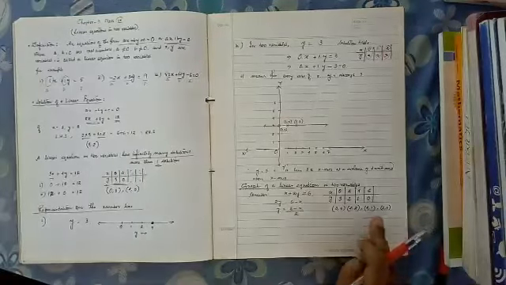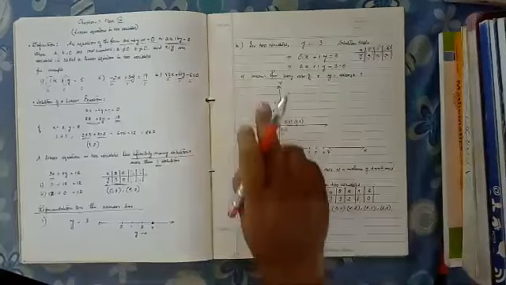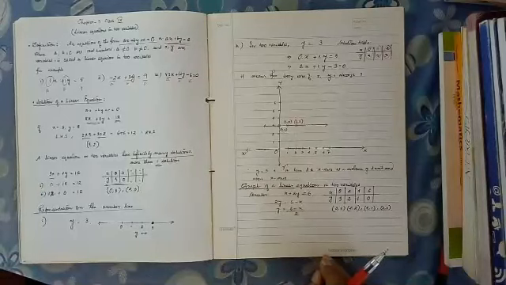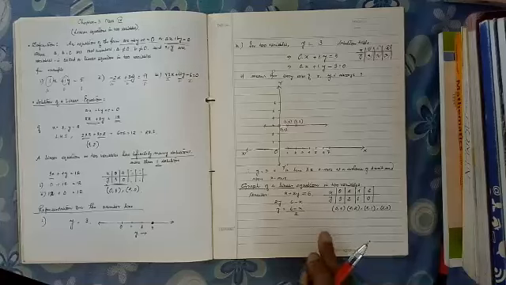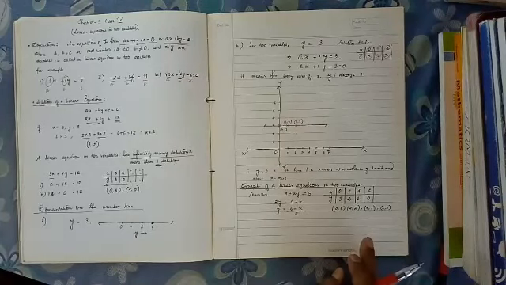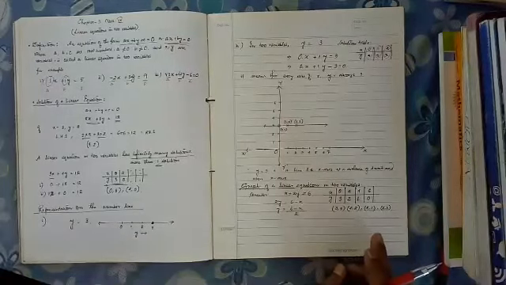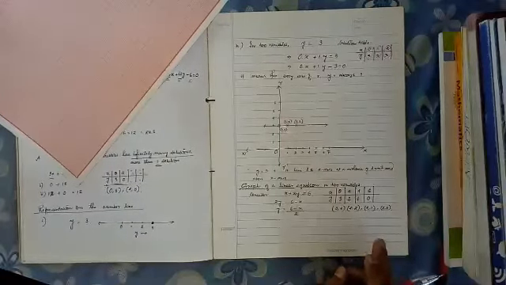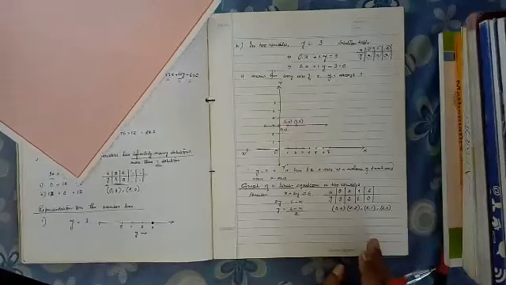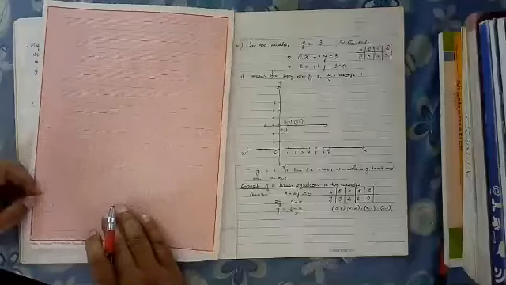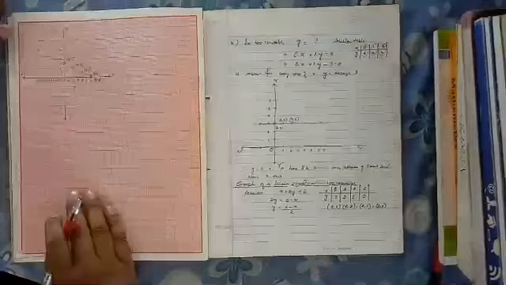Now if we plot all these points in a Cartesian frame, that is on the graph paper, and if we join all the points by a straight line, the line that we obtain is called the graph of the line. Now how to do that? I am showing you how to do that.